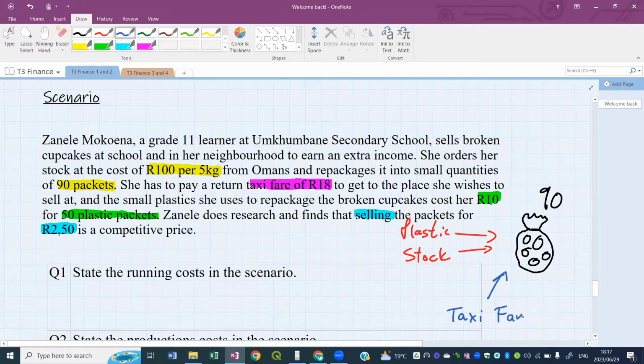Now, why have I made these two different colors? Who can tell me why I have made these costs, the cost of the plastic, the cost of the stock, and the cost of the taxi fare, two different colors? Who can tell me?